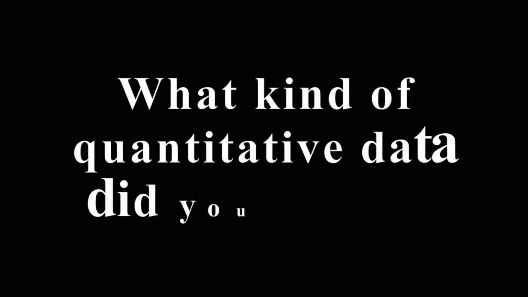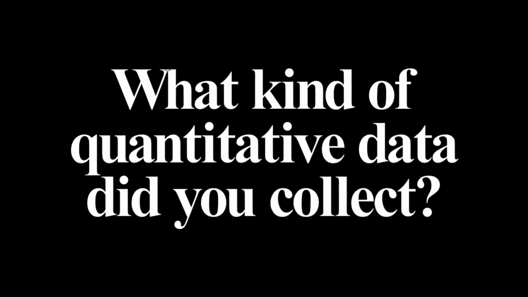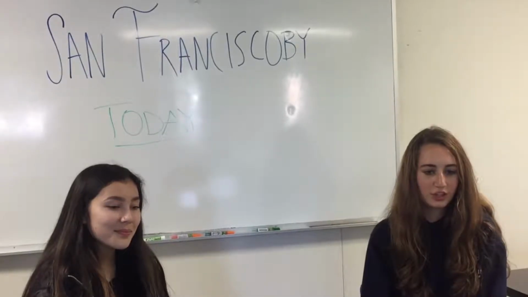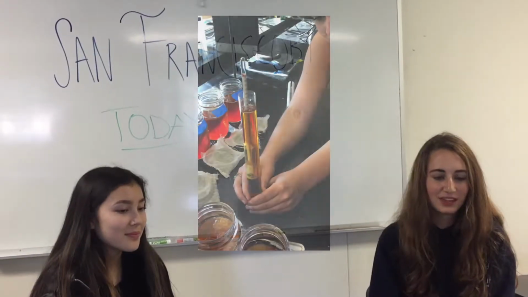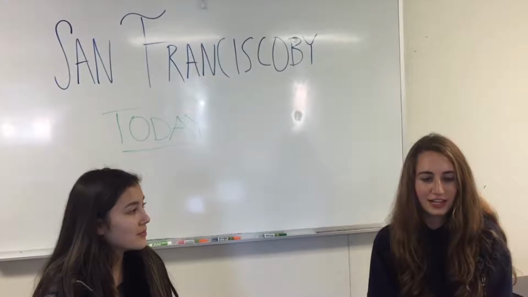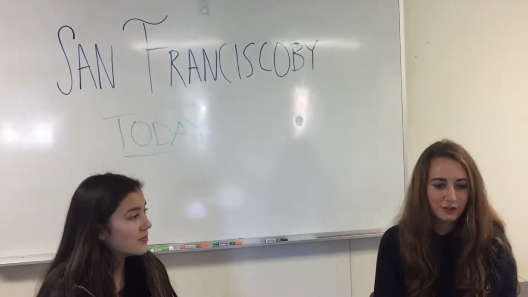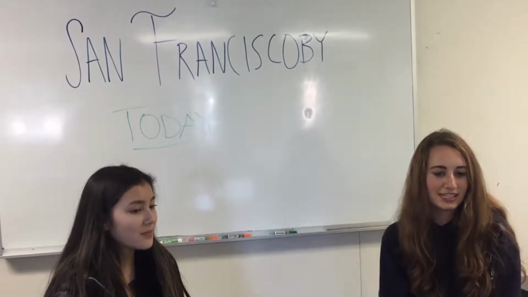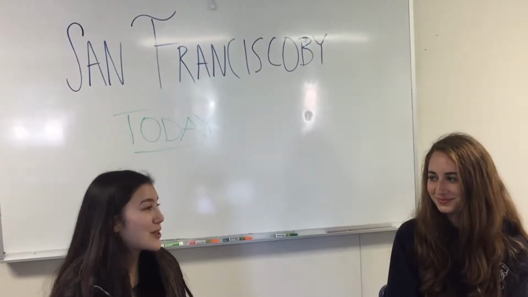What kind of quantitative data did you collect? We decided to test the pH levels of the kombucha over time as well as the specific gravity, which is essentially the density of the liquid. The specific gravity of kombucha is relevant in this experiment because alcohol is produced in the fermentation process, which then affects the density of the liquid. Thank you so much, Laura, for your insight.